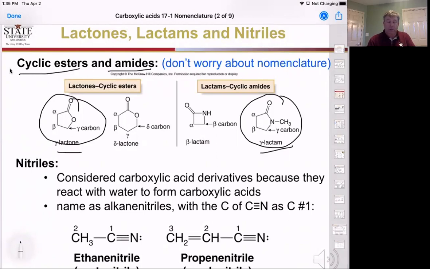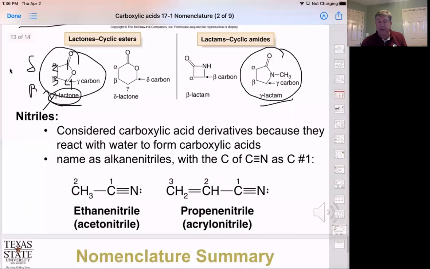So we're not going to worry about this, but we actually have a weird numbering system. Instead of being 1, 2, 3, 4, you actually start at the alpha carbon, or the carbon adjacent to the carbonyl, and name it alpha, beta, and then gamma. So this would be gamma lactone. Okay, don't worry about that nomenclature, but I just wanted to introduce the topic of lactones and lactams. Those are cyclic esters and amides, respectively. Okay, so now let's look at nitriles.